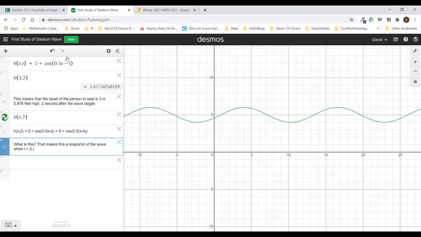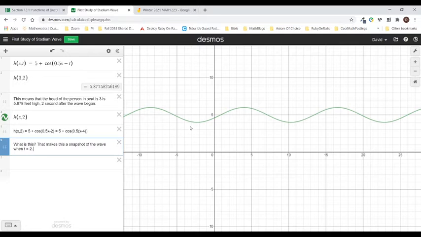For example, the highest any head gets here is 6 feet high, and the lowest any head here gets is 4 feet high. So I'm already going to criticize the wave a little bit. I think from sitting to standing, we should actually have a bigger amplitude, but that's all right. I don't like that this wave goes forever. No stadium wave goes forever. That's ridiculous.